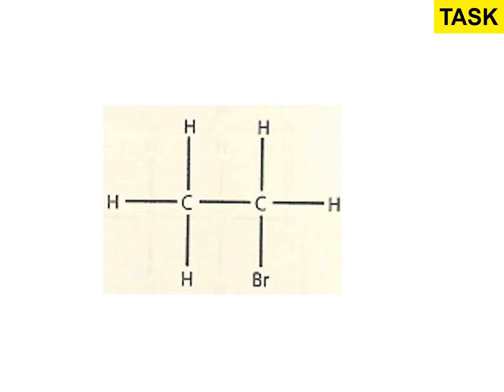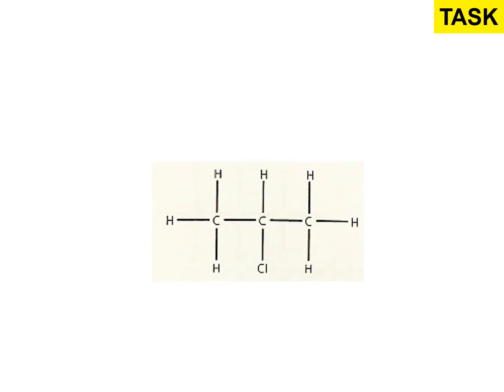If we look at this example, we have 2 carbons in the chain, so that is ethane, and we have a bromo group on the first carbon, so that becomes 1-bromoethane. Sometimes the 1 is dropped because it can only be on the 1 position. In the next example, you have 3 carbons in a row, so that is propane, and this time the chloro group is on carbon number 2, so it becomes 2-chloropropane.